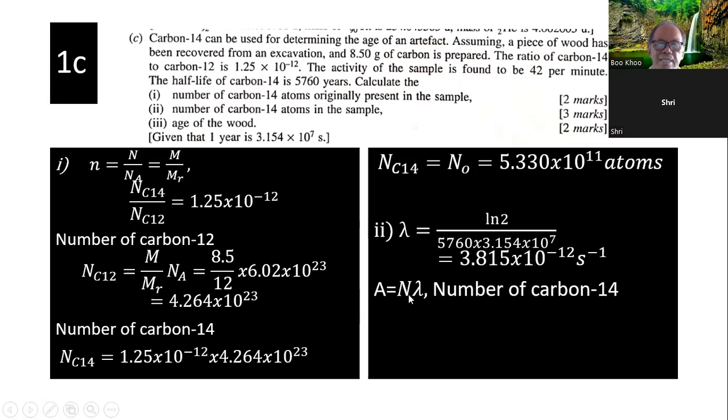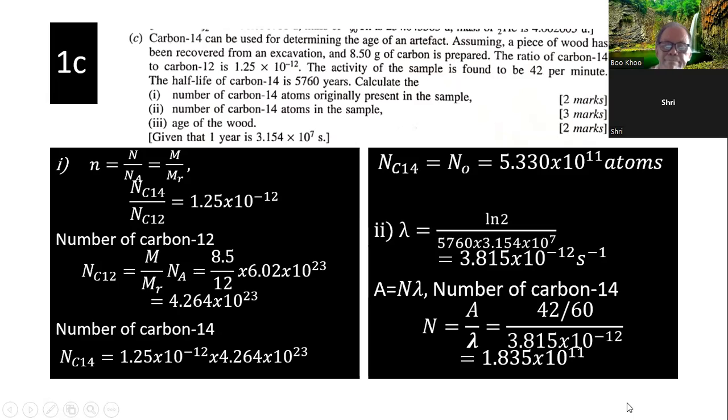Then your A is N times lambda. Right? We are calculating the number of C-14. So take the lambda down. That's the activity. Remember, it's 42 divided by 1 minute. 1 minute is 60 seconds. And then there's your lambda. Click there. Okay.